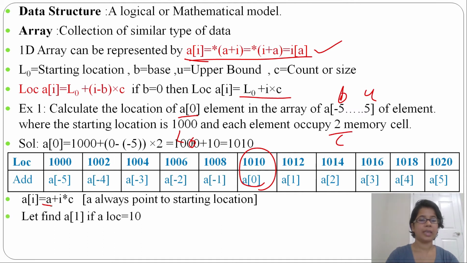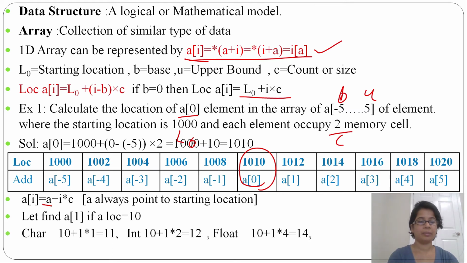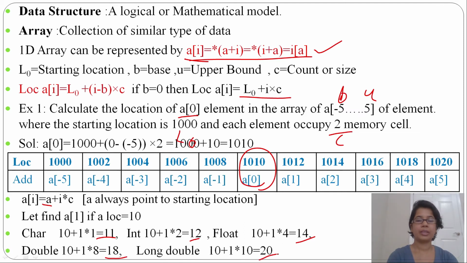So let's find A[1] for A location 10. Means A[0] is 10, then what will be the address for A[1]? Suppose it is character, then it will be 11, as character size is 1. Suppose it is integer, then it will be 12. Suppose it is float, then it will be 14. Suppose it is double, it will be 18. Suppose it is long double, it will be 20. So it depends on the size of the data type. If it is character, multiply by 1; if it is integer, multiply by 2, like this.